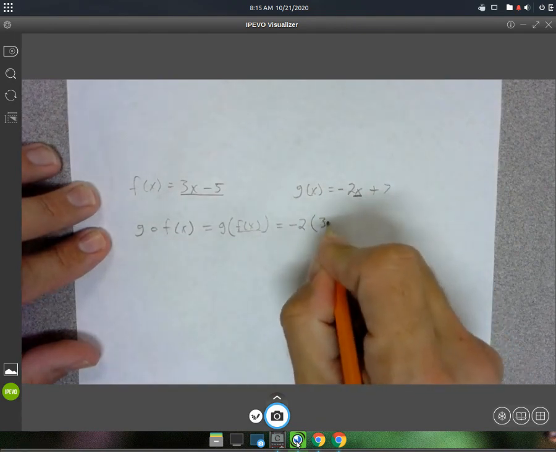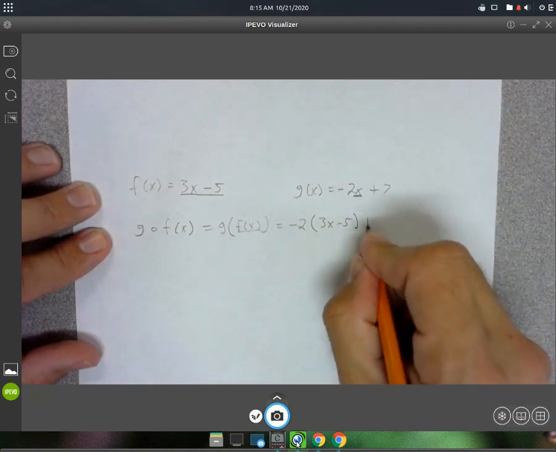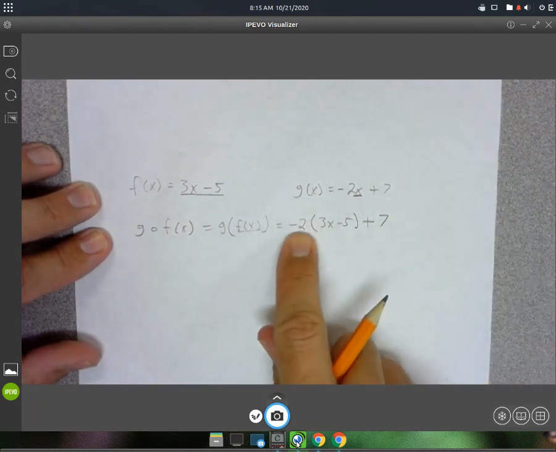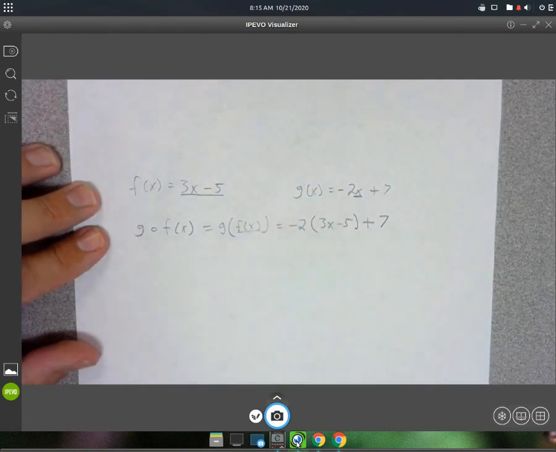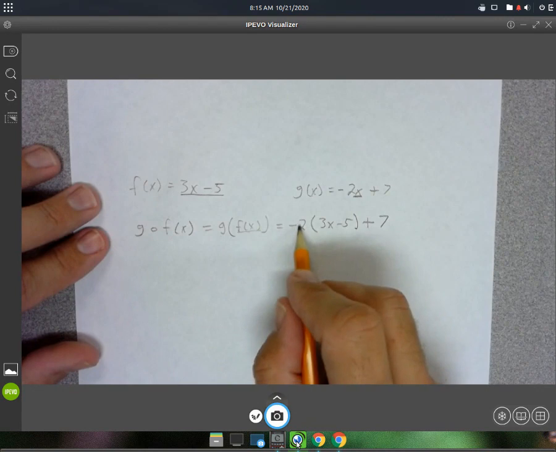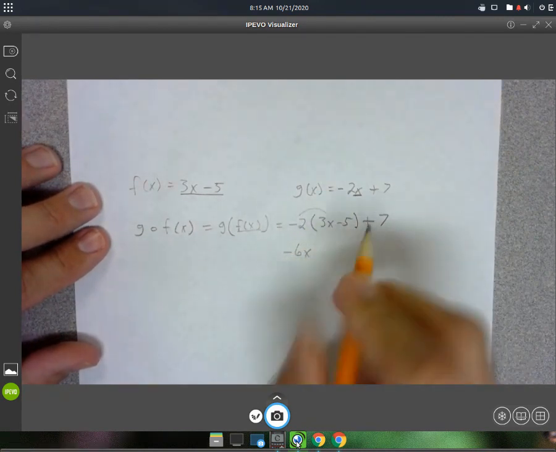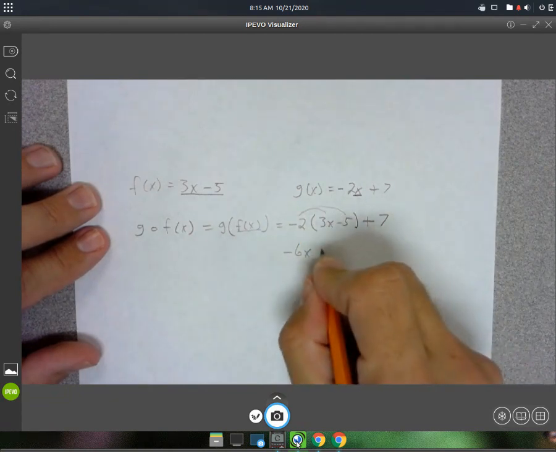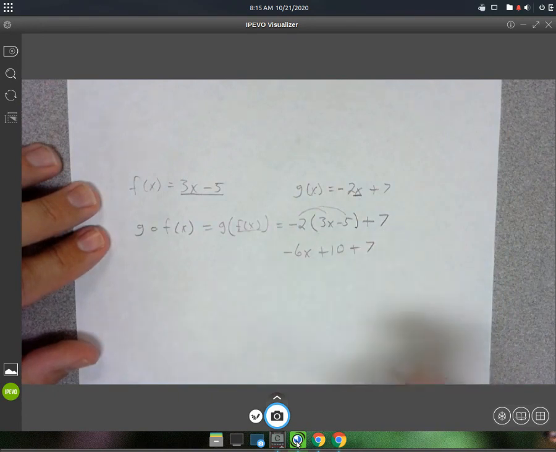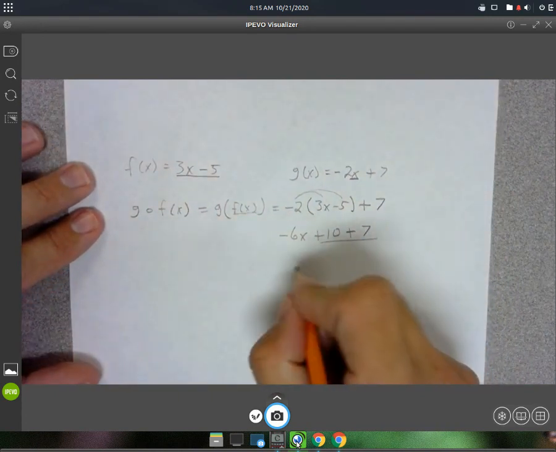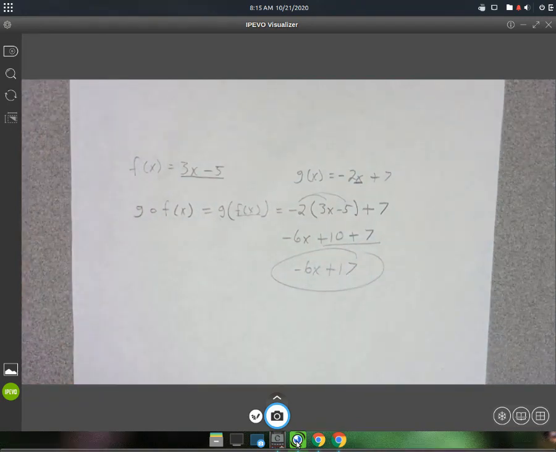So 3x minus 5, and then we have this plus 7. So it's negative 2, and then this is the x right there, and then plus 7. What you do is distribute the negative 2. So this becomes negative 6x, and then negative 2 times the negative 5 is plus 10, and then plus the 7, and then just combine those two, and you'll get negative 6x plus 17. All right?